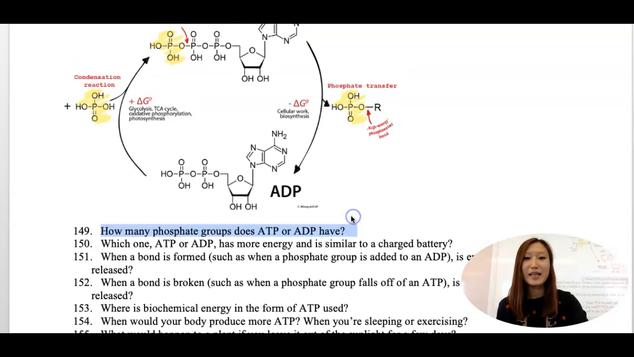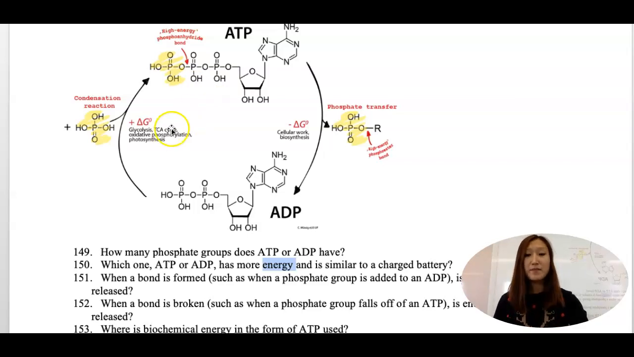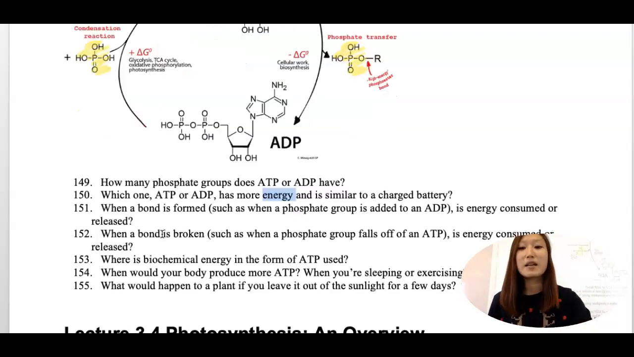How many phosphate groups does ATP and ADP have? So ATP has 3 phosphate groups and ADP has 2 phosphate groups. Which one has more energy? Again, ATP is where you're squeezing all these 3 phosphate groups together. They don't want to be together. So ATP has more energy and is similar to a charged battery. And then ADP is similar to a dead battery where you've used the energy, now everything is calm.